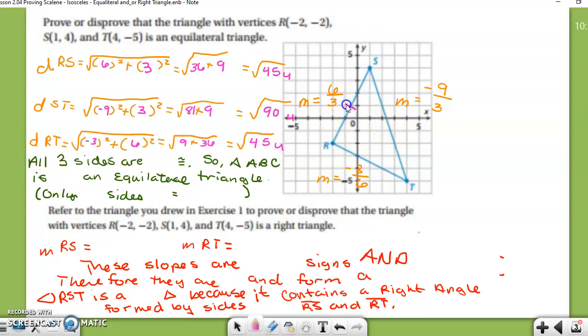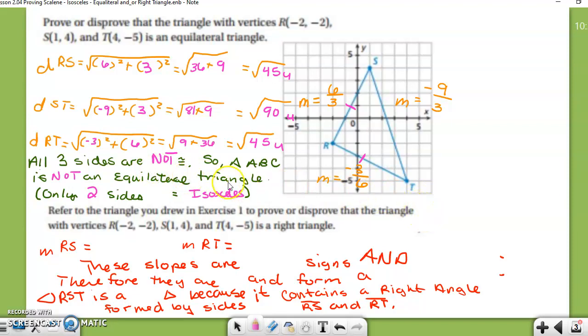So I know this one and this one are congruent. And the third, ST, is not congruent to those. All 3 sides are not congruent. So RST is not an equilateral triangle. Only 2 sides are congruent, which makes it isosceles. Again, the question only asked us to prove whether it was equilateral or not, but I'm just wanting to make those observations.